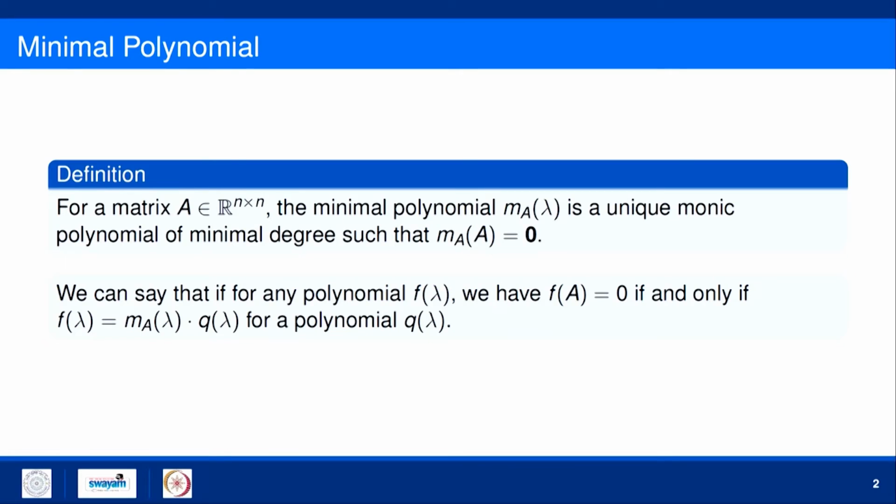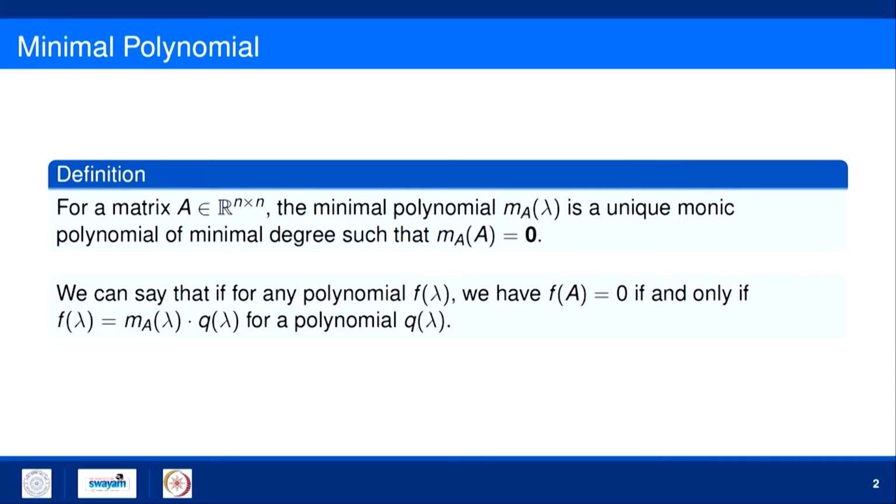Hello friends, welcome to the module of the course Essential Mathematics for Machine Learning. The module name is Minimal Polynomial and Jordan Canonical Form. Again, it is a very important topic from matrix theory, and we will see it is a generalization of what we have learned earlier, that is, diagonalization. First we will discuss the minimal polynomial.